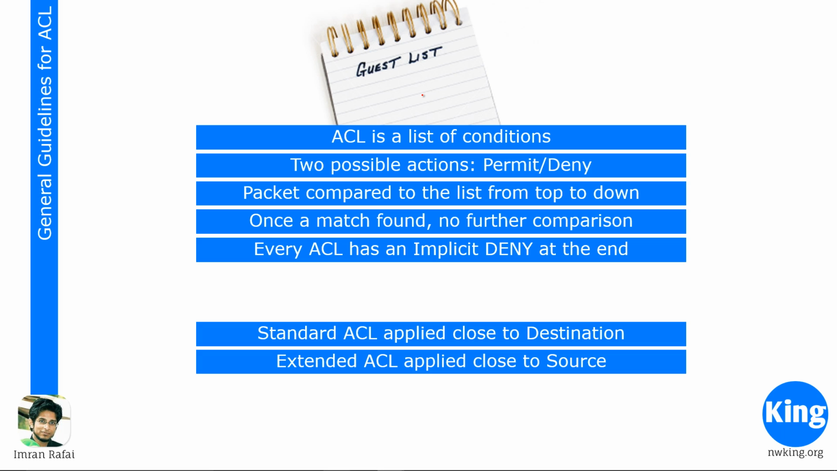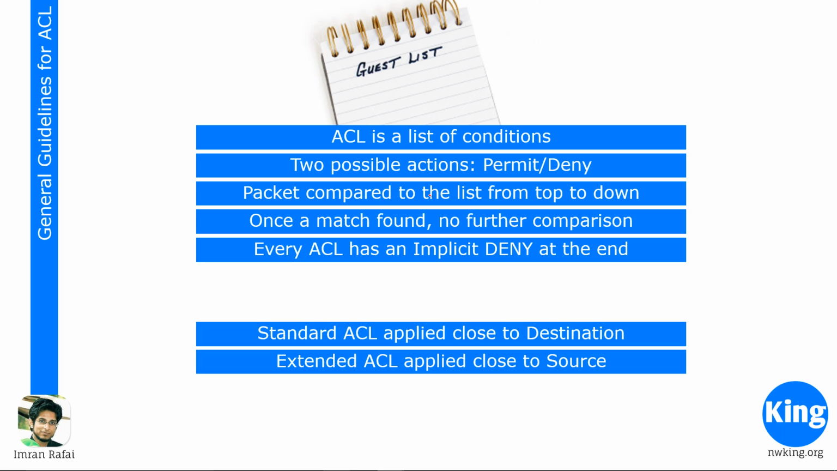Let's go through the general guidelines of ACLs. ACL, like I said, is a list of conditions. So it's like the guest list. You write those lists, and once you apply that to either the in interface or the out interface of a router, it is going to look at that list, and if there is a matching condition, it is going to take action, right?